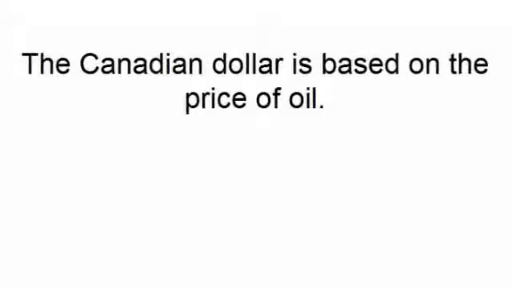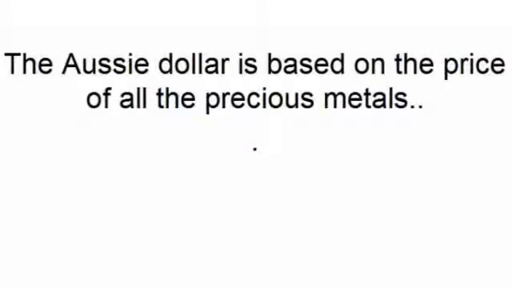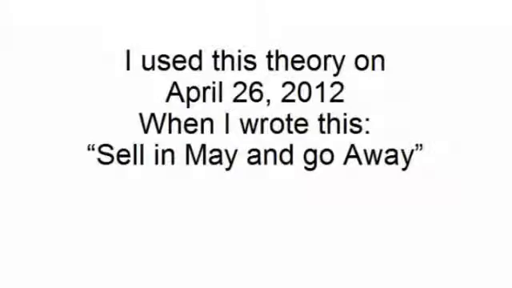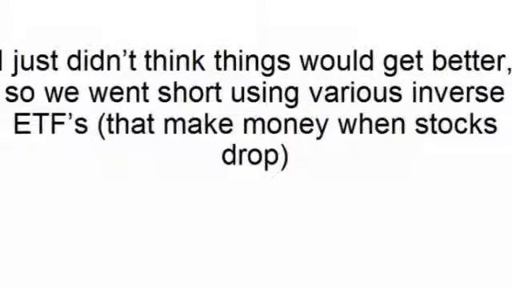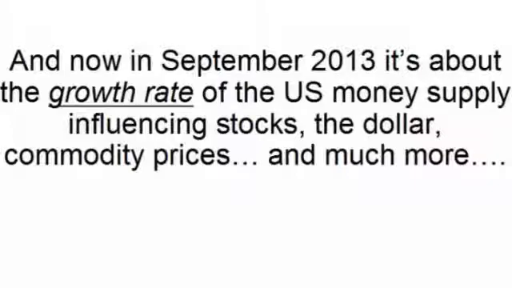The Canadian dollar is based on the price of oil. The Aussie dollar is based on the price of all the precious metals together. I used this theory on April 26th, 2012 when I wrote this, sell in May and go away. I just didn't think things would get better, so we went short using various inverse ETFs that make money when stocks drop. And now, in September 2013, it's about the growth rate of the US money supply influencing stocks, the dollar, commodity prices, and much more.